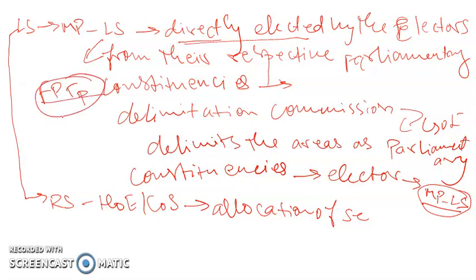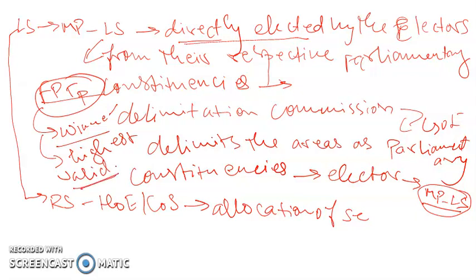It is also called the winner gets all system, and the winner, the one who gets the highest number of valid votes, is declared elected. So the contestant getting the highest number of valid votes is declared elected. So the system of election to the Lok Sabha is direct election.